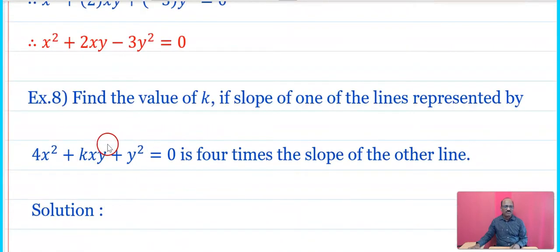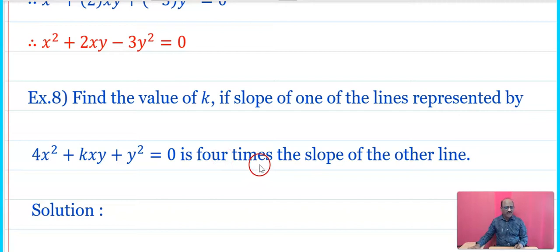Now the next problem. Find the value of k if the slope of one of the lines represented by 4x square plus kxy plus y square is equal to 0 is 4 times the slope of the other line.